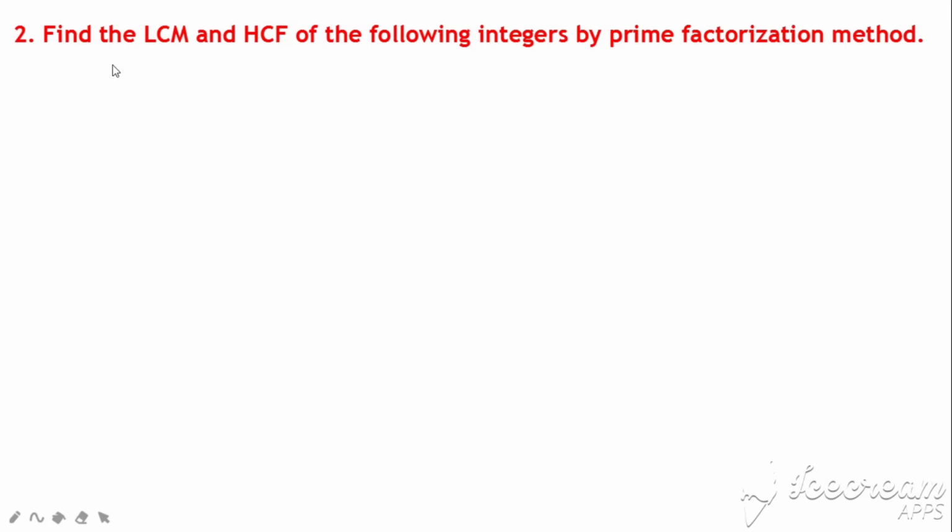Now moving on to the second question of exercise 1.2. The question is, find the LCM and HCF of the following integers by prime factorization method. What is the question? You need to find LCM and HCF of the given numbers by prime factorization method.